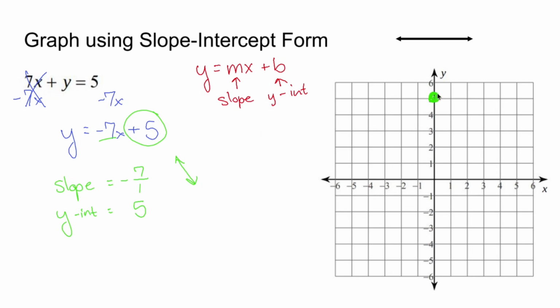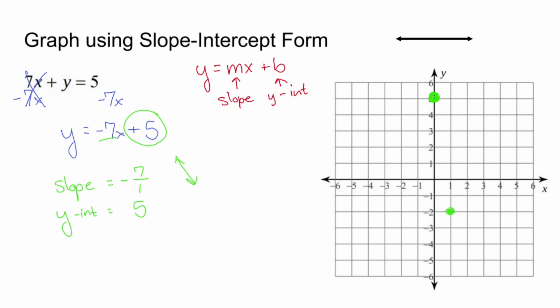Well, here's the problem. If I try going up 7, I'm going to run out of room really quickly. So instead of going up 7, left 1, I can go down 7, right 1. So here's my dot. Let's go down 1, 2, 3, 4, 5, 6, 7, and right 1. If we try it again, 1, 2, 3, 4, 5, 6, I run out of room.